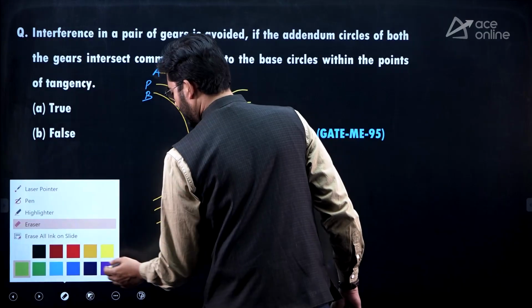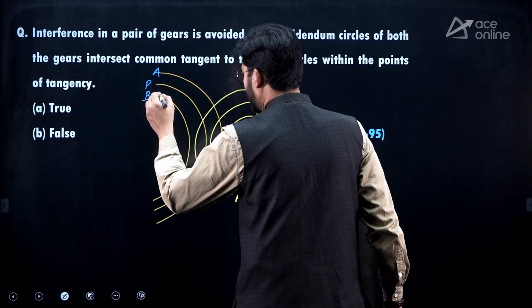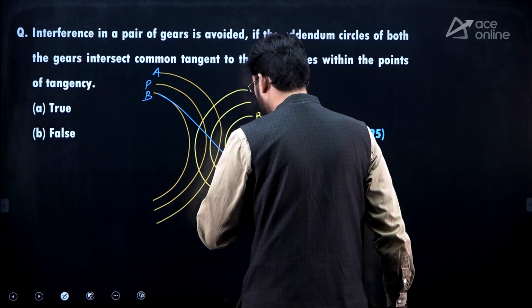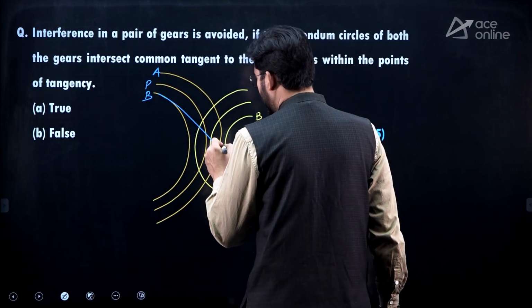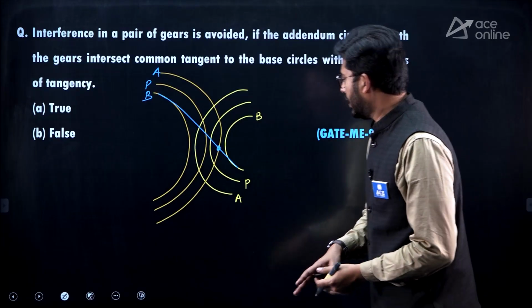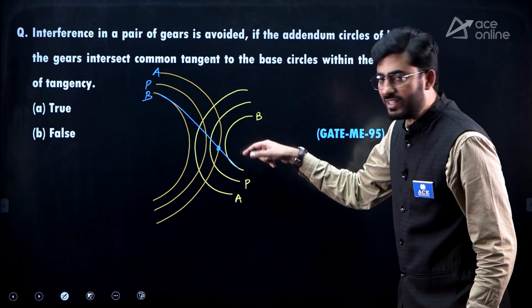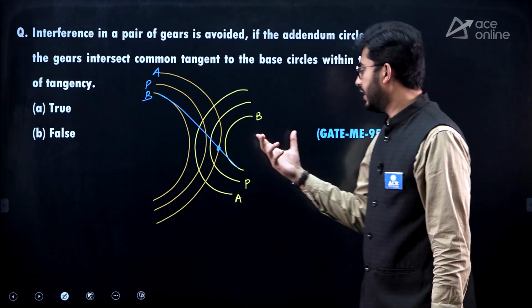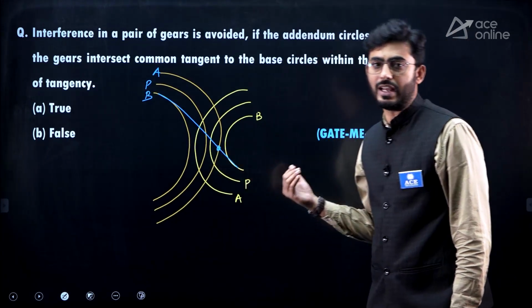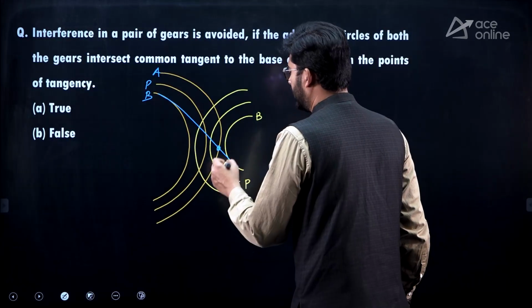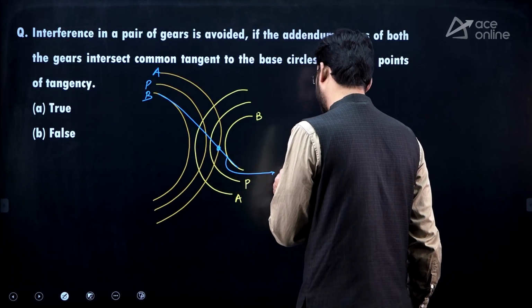I mean to say, the common tangent to base circle of gear and common tangent to base circle of pinion. So addendum should be intersecting with the line of action. Okay, if we increase it, then it is likely to touch the base circle. Due to that, the interference may start happening. Okay, so it is advisable that addendum should cut the line of action.